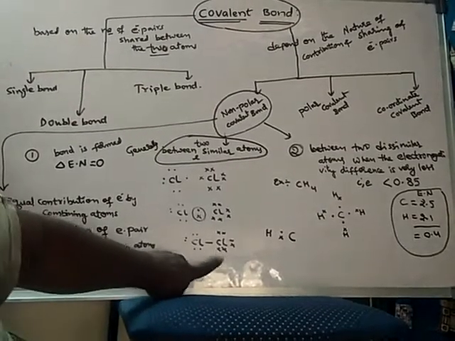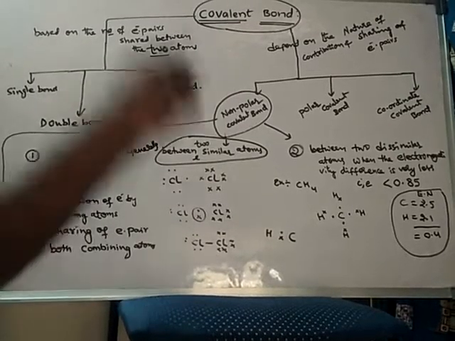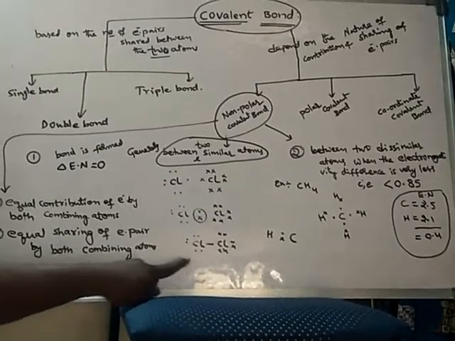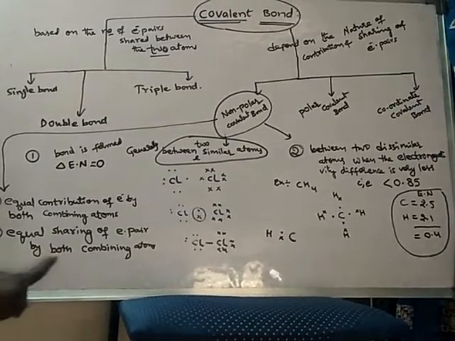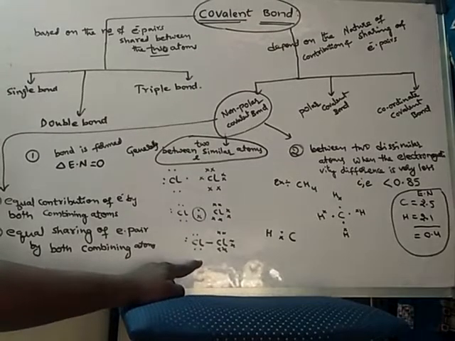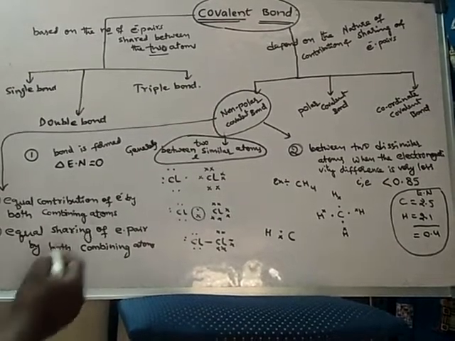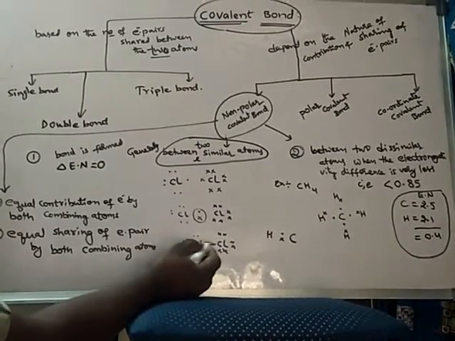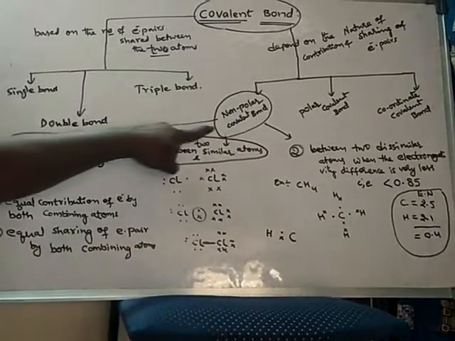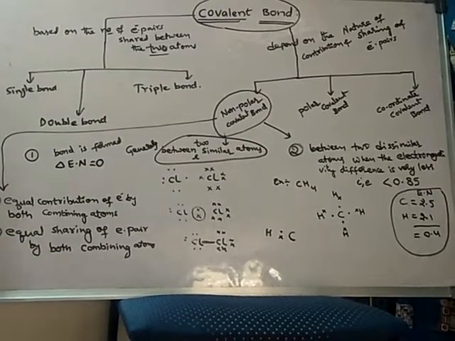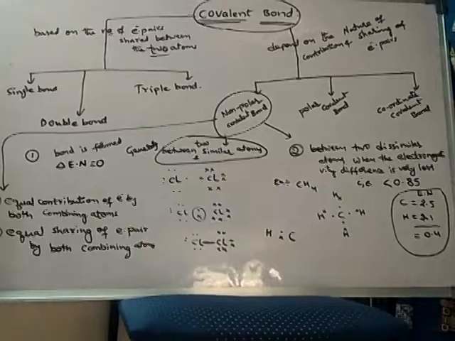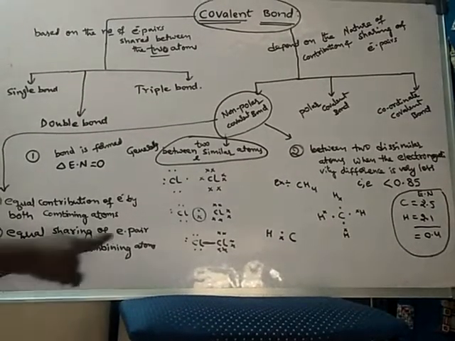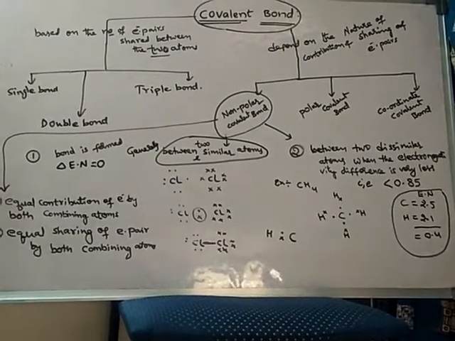That means both the atoms will share that electron pair equally, right? Here equal sharing of electron pair by both combining atoms takes place. Hence the bond formed here between two chlorine atoms is said to be non-polar covalent bond. So the features of non-polar covalent bond are equal contribution of electron by both combining atoms and equal sharing of electron pair by both combining atoms.